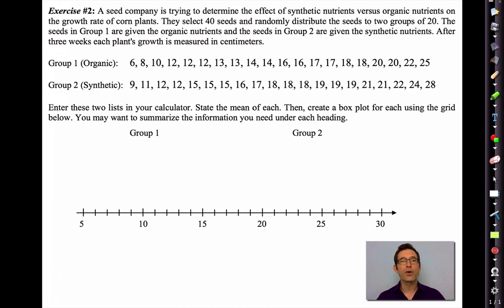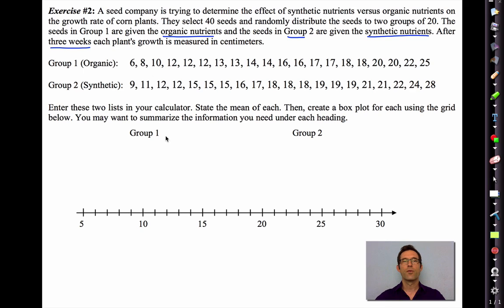The seeds in group 1 are given the organic nutrients. So group 1 is the organic nutrients, and group 2 are given the synthetic nutrients. After 3 weeks, each plant's growth is measured in centimeters. So here they are. This is how much each plant grew in centimeters, and they're arranged in ascending order. The first thing says, enter these two lists on your calculator, state the mean of each, then create a box plot of each using the grid below. You may want to summarize the information you need under each heading.